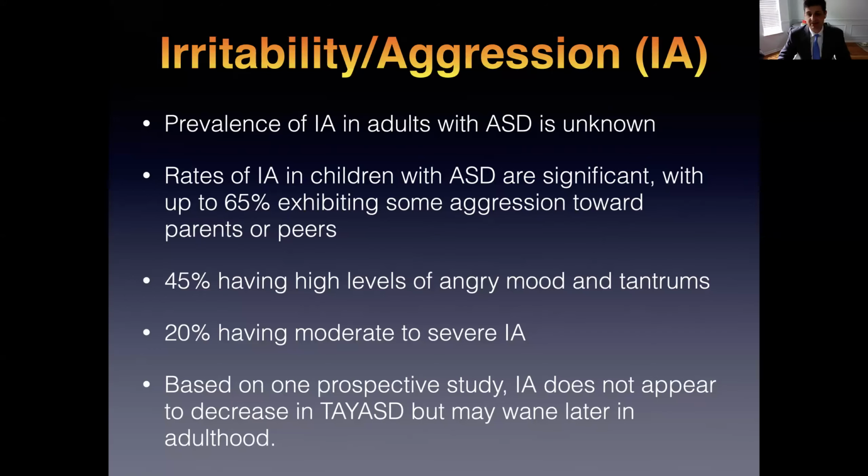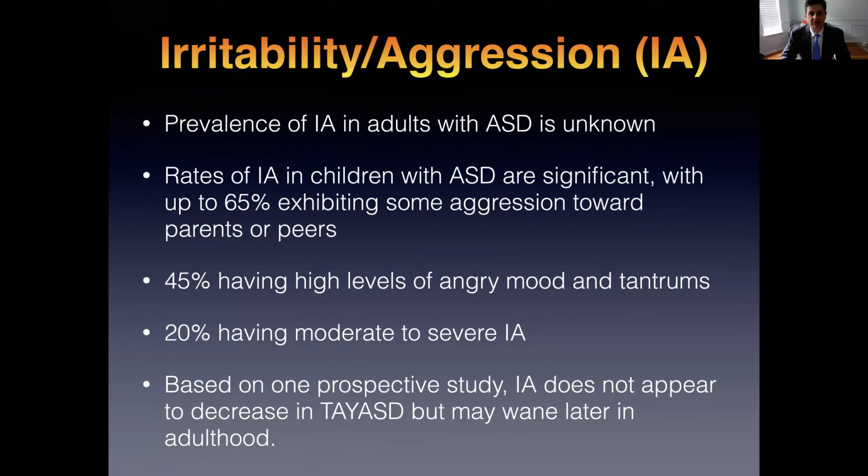Based on a prospective study, I'm down here at the bottom, irritability and aggression do not appear to decrease in transition age youth. That's what that acronym is there. But in adulthood, aggression may taper down, as individuals age.